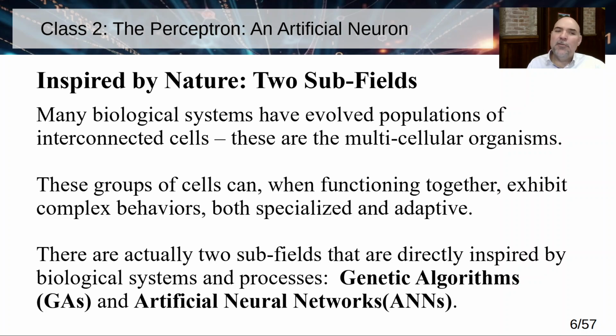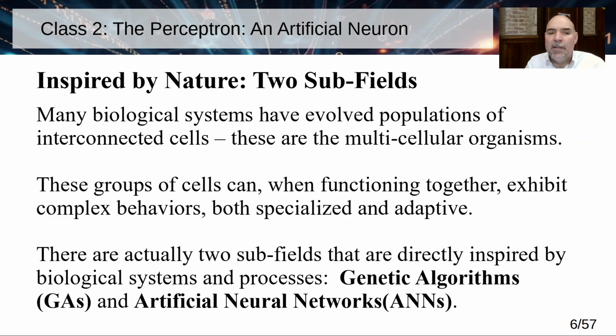And there are two major subfields that are directly inspired by biological systems and processes. At least two, but there are two main ones. One is what's called genetic algorithms, and the other one is artificial neural networks, or just neural networks. Now, genetic algorithms is something we're not going to spend time on in this course. It's actually really fun to play with. It's a really interesting concept. So let's briefly talk about it.